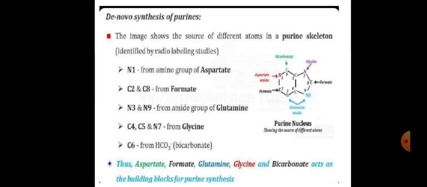Here this image shows the source of different atoms in a purine skeleton. N1 is from the amino group of aspartate, C2 and C8 from formate, N3 and N9 from the amide group of glutamine, C4, C5 and N7 from glycine, and C6 from bicarbonate. Thus, aspartate, formate, glutamine, glycine, and bicarbonate act as building blocks of purine synthesis.